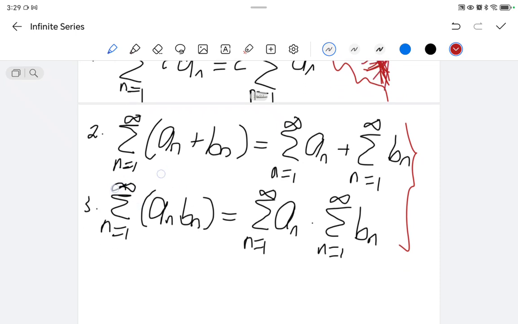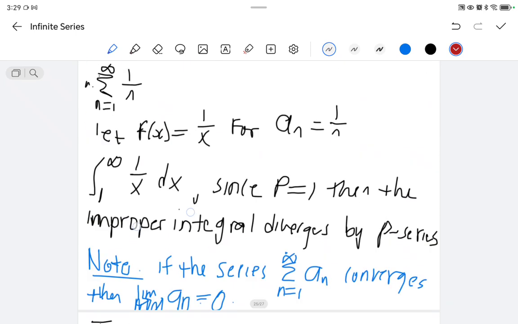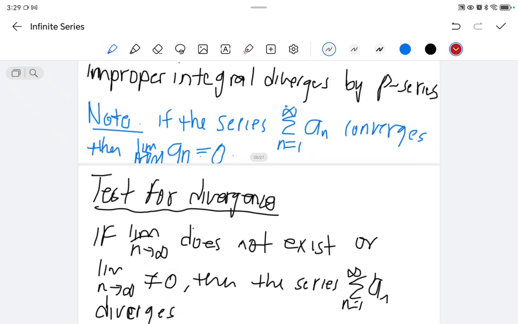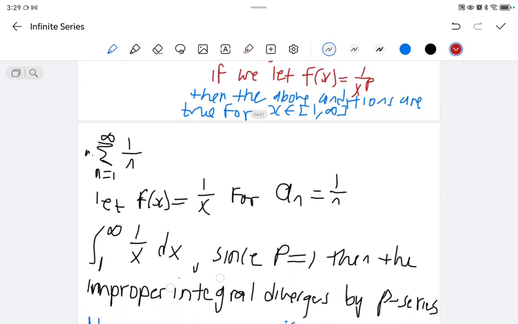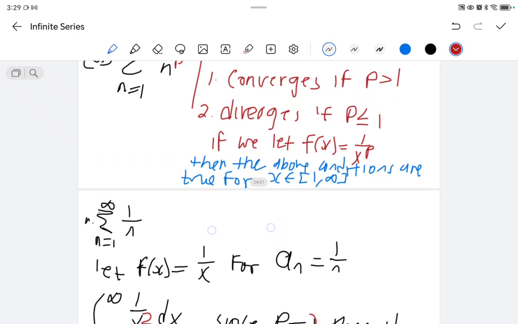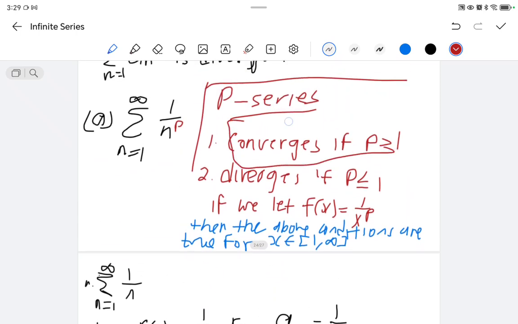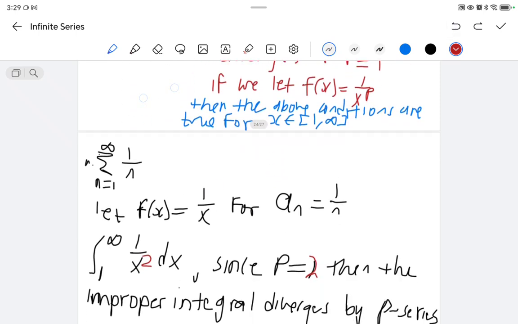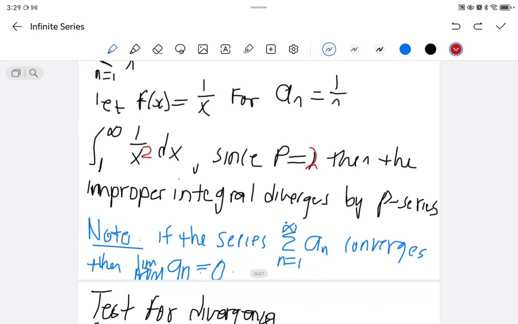So now we're doing what? We're doing the test for divergence, right? Then the p-test. For the p-test, I only showed you one example, right? But you know that if this was squared, this will be 2. And if it's 2, it will fall under the convergence part. So you're just going to do the opposite and say that then the improper integral converges.